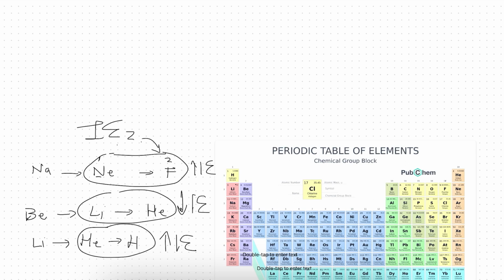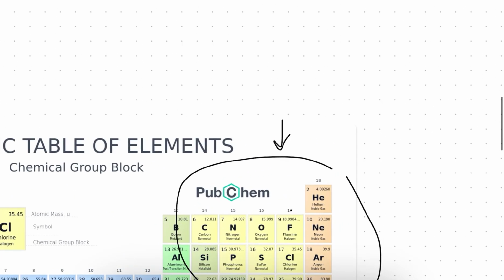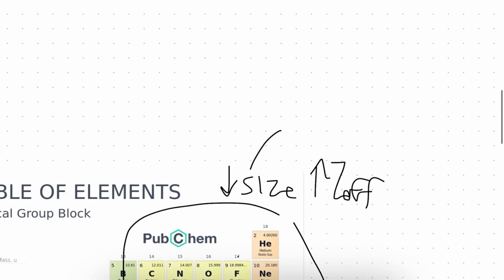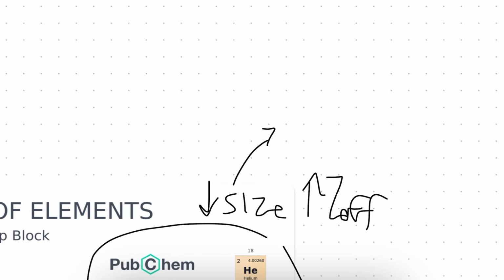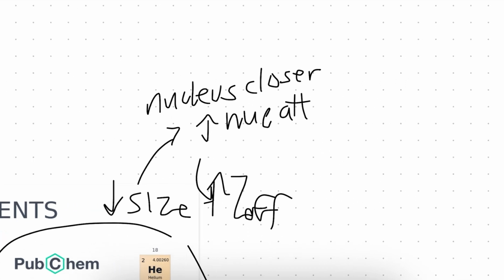Well, this is a part where you want to make this statement in your exam to show off your knowledge. So you're going to say, the smaller the size, and we know top right has small size, the smaller the size will increase Z effective. And this is because small size means the nucleus is closer. So it will increase nuclear attraction. And so increased nuclear attraction increases Z effective. So increasing Z effective increases ionization energy.